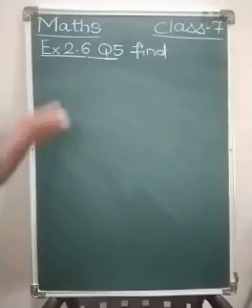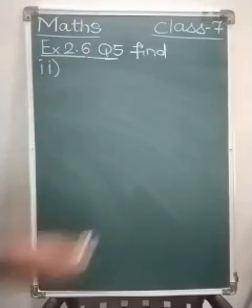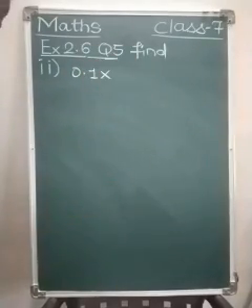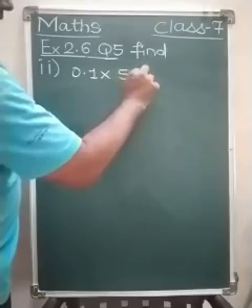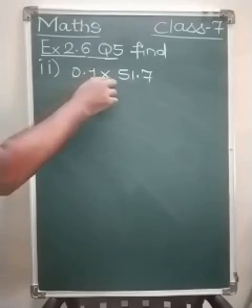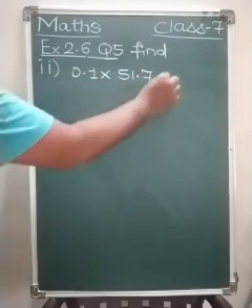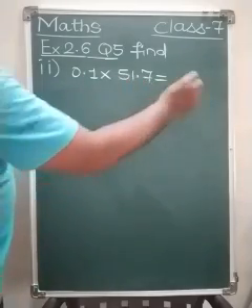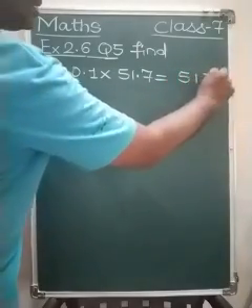Second question is very simple. 0.1 multiplied by 51.7. Now it is multiplied by 1. Here 51.7. So the answer we can directly write. Now 517 multiplied by 1. The answer would be 517.